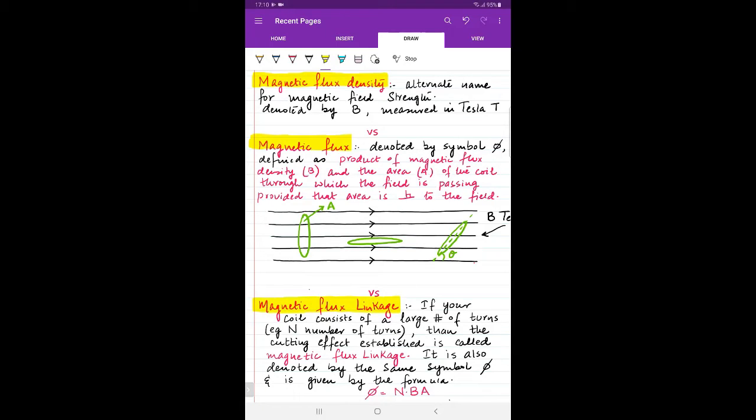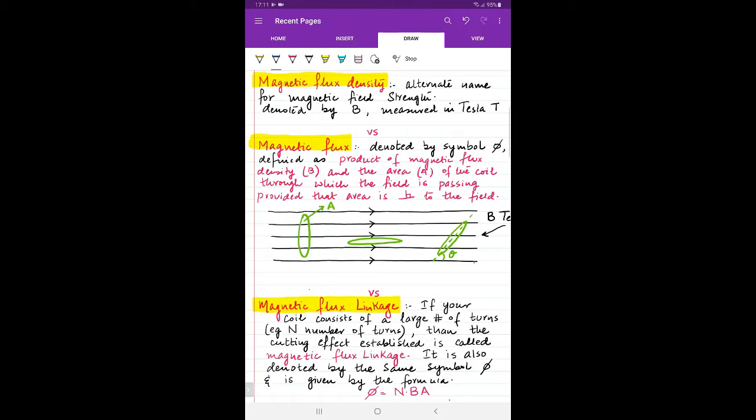Starting with the first terminology, in the simplest form, magnetic flux density is just an alternate name used for magnetic field strength. The strength of the magnetic field can simply be referred to as magnetic flux density. It is denoted by the symbol B, and it is measured in units of Tesla. So magnetic flux density is just an alternate term used in place of magnetic field strength, denoted by the symbol B, measured in units of Tesla.